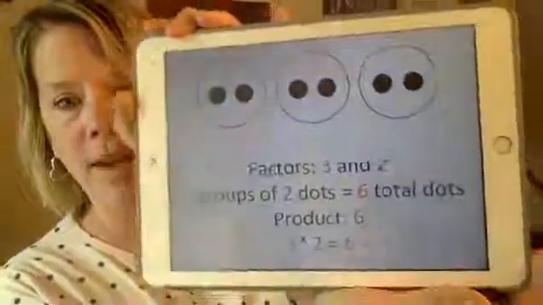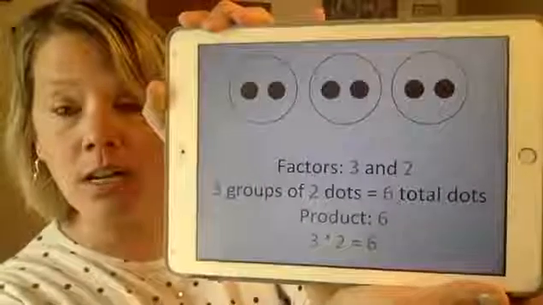What are our factors? I have 3 groups of 2. So my factors are 3 and 2, 3 groups of 2 dots, and that's 6 total dots. Kiss your brain. Get ready.